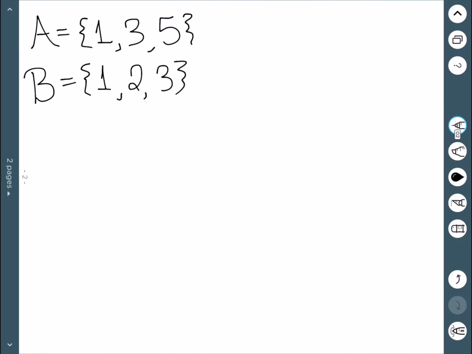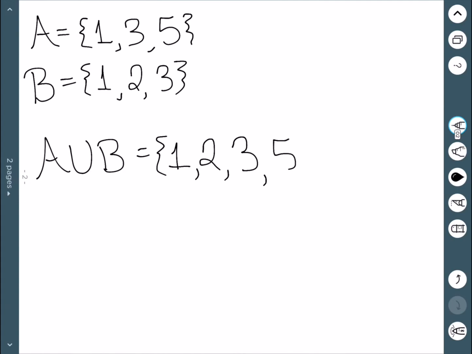We'll do an example. A is {1, 3, 5}, and B is {1, 2, 3}. So A union B would consist of everything that's in one or the other or both. So {1, 2, 3, 5}.